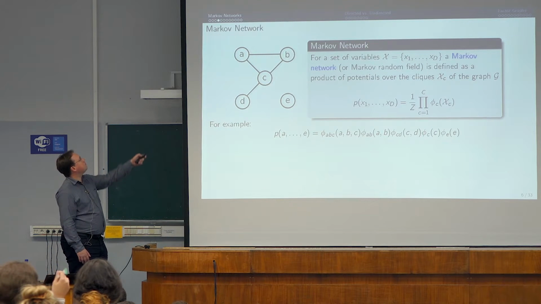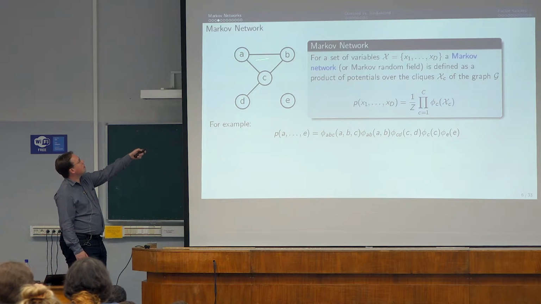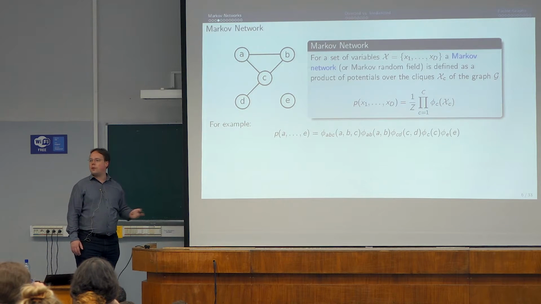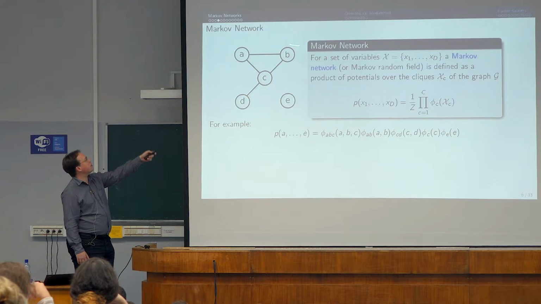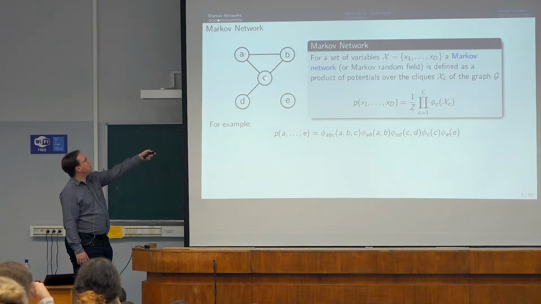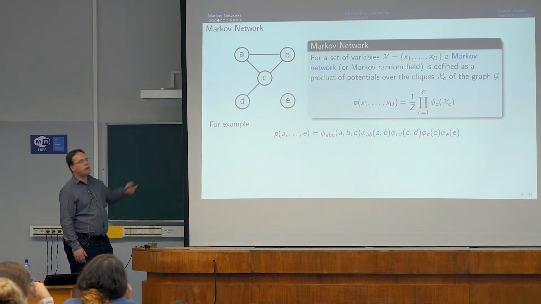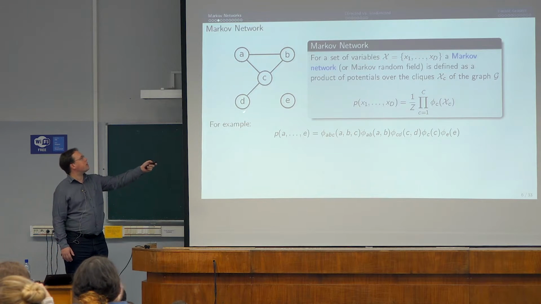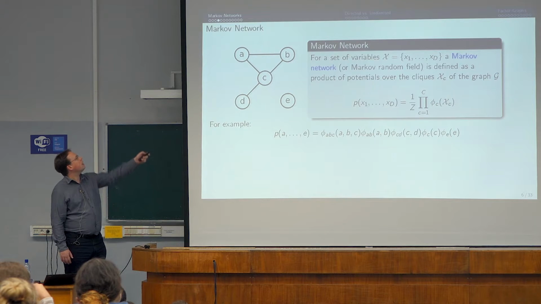So A, B, C together: every one element of A, B, C is connected to every other element of A, B, C. So A, B, C is a clique of the graph. B, C, D, if you just look at these two, there are just two things inside, and they are connected to each other. So every element is connected to every other element. So these two together are also a clique.